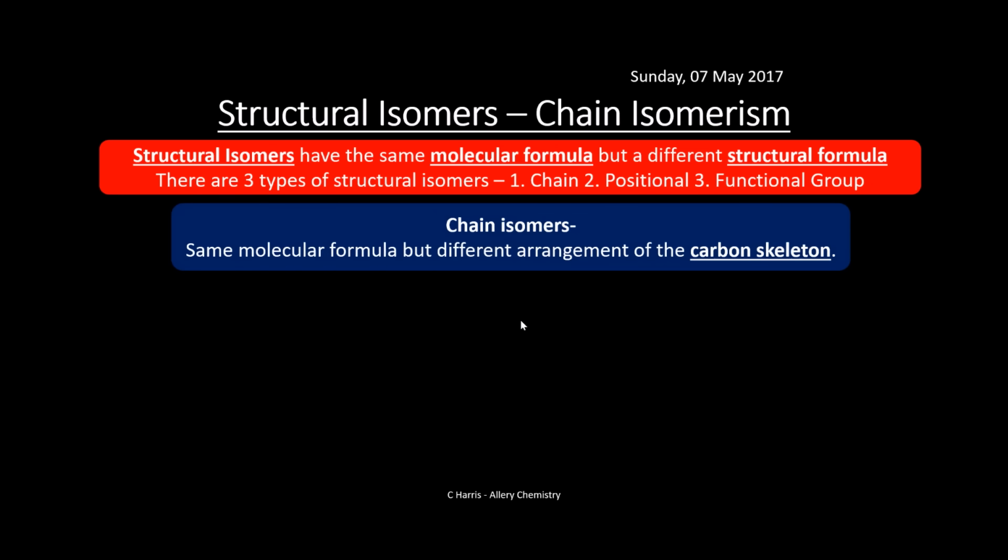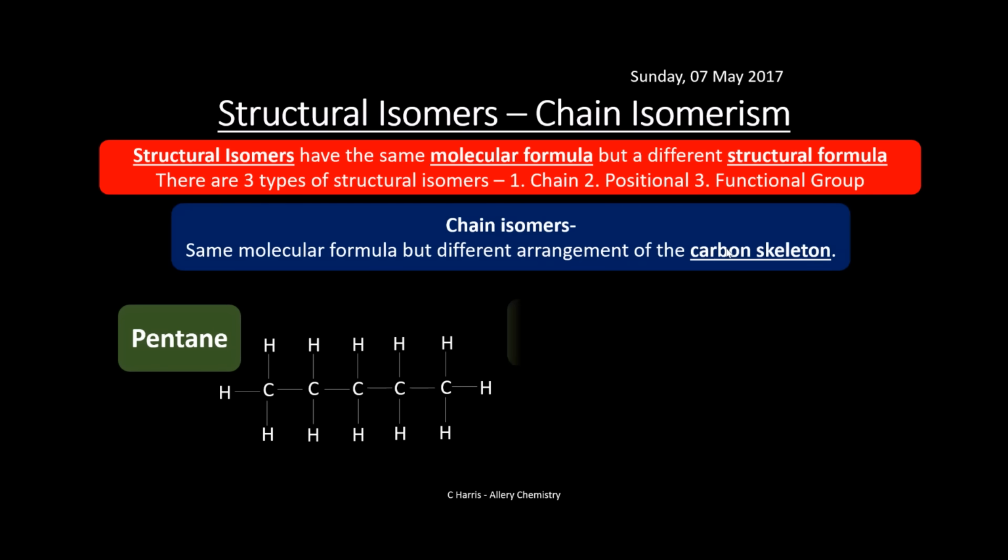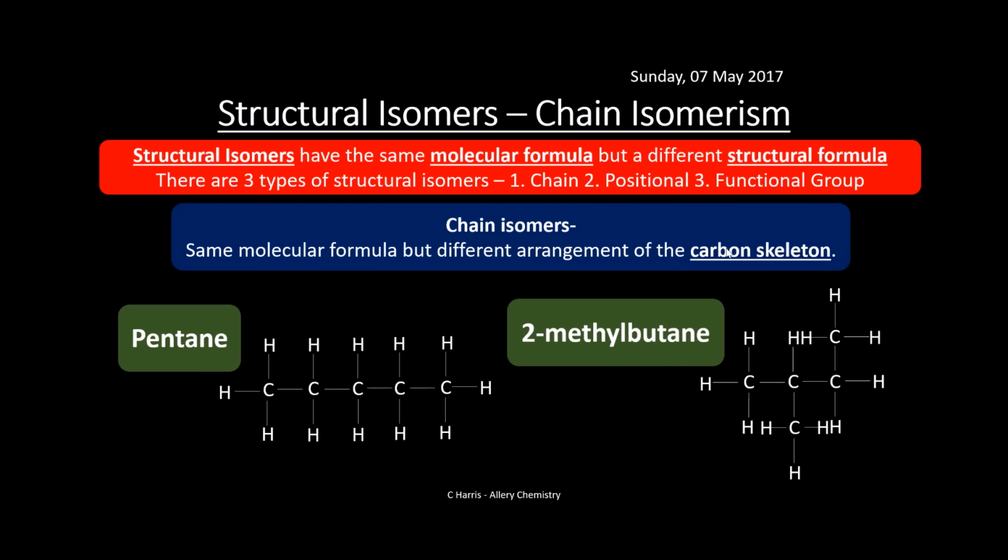Definitions are important here. Chain isomers have the same molecular formula, but a different arrangement of the carbon skeleton. Let's have a look at an example. Here's pentane, and an isomer of pentane could be 2-methylbutane. Both have the same molecular formula, but the arrangement of the atoms, as you can see, is different. This one has just been shuffled around a little bit. If you count the number of carbons and hydrogens, they'll be the same as in pentane. So these are isomers of each other, chain isomers.